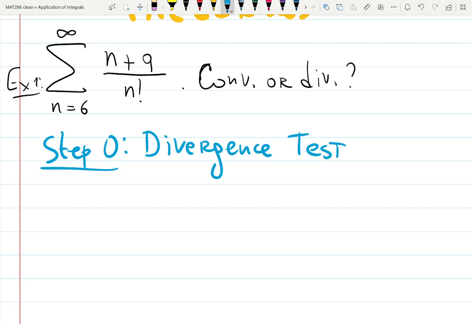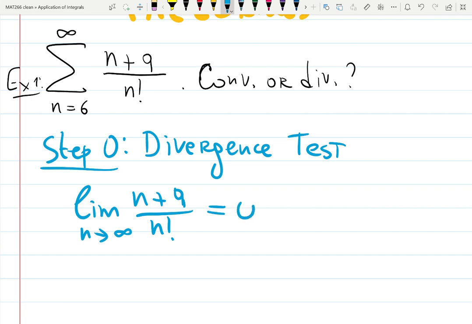Divergence test says, let's check the long run limit. So the tail at infinity. Unfortunately, hopefully you remember, n factorial is super fast, I just told you. Faster than n plus 9. So the answer is 0. But 0 doesn't give us any info. No info, use another test.